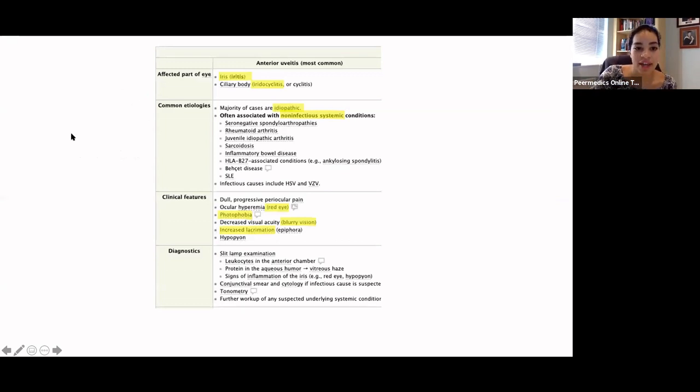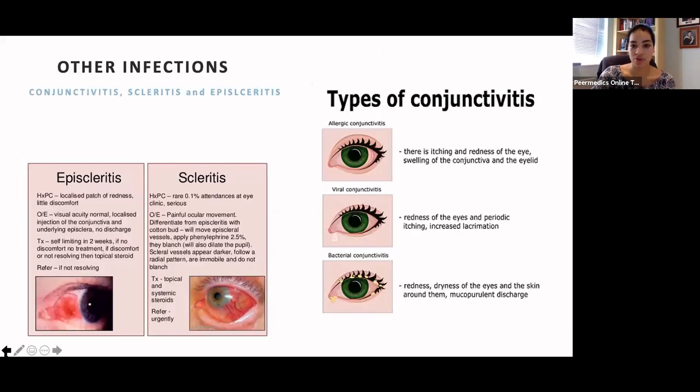This is a little table I took from a website that I've linked in my resources. So again, iritis and iridocyclitis are the two aspects of anterior uveitis. It's often idiopathic, but there is that common buzzword association with HLA-B27 conditions, so rheumatoid arthritis, ankylosing spondylitis, IBD, and so on. We've talked about the red eye, the photophobia, blurred vision, lacrimation, and hypopyon. I think I have a picture of it in the other slide. Where's she gone? Okay, she'll come up later, I'm sure.